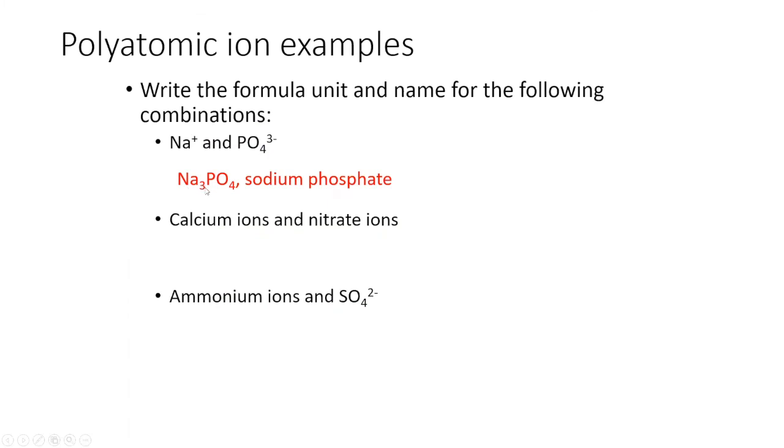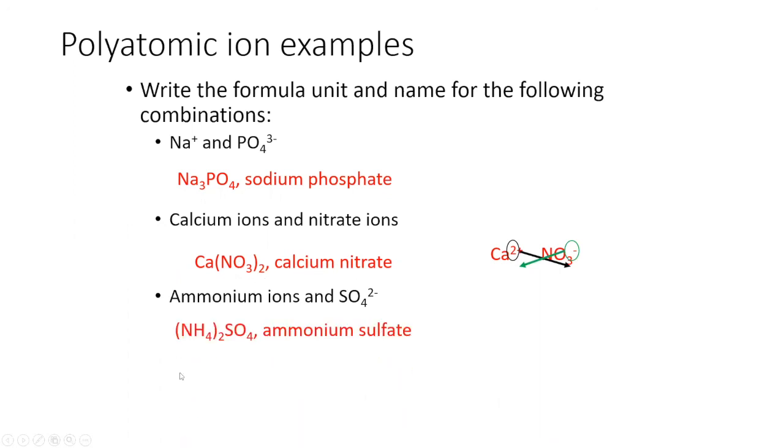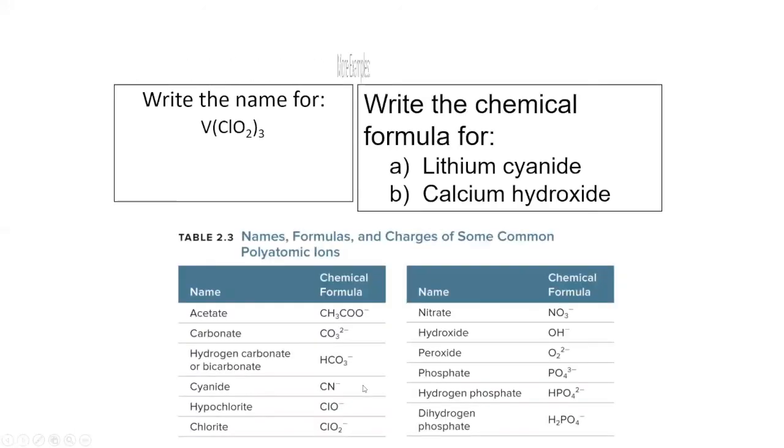All right, so Na3PO4, sodium phosphate. Calcium plus 2 and the nitrate minus, the crossover. So we use the parentheses to put the subscript 2 around the whole nitrate formula, and we call it calcium nitrate. And so ammonium sulfate, same thing. That 2 becomes a subscript on the ammonium, so the parentheses are needed in the formula, and the name is ammonium sulfate. Now it's your turn.